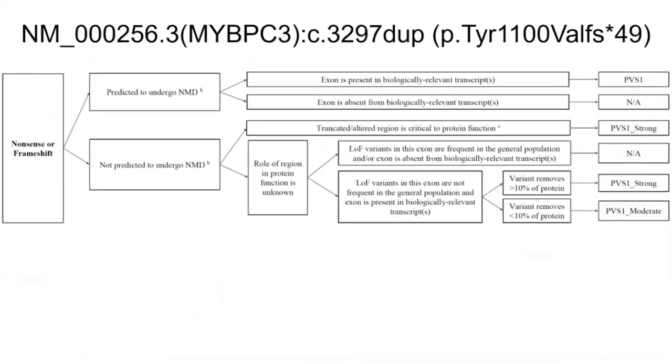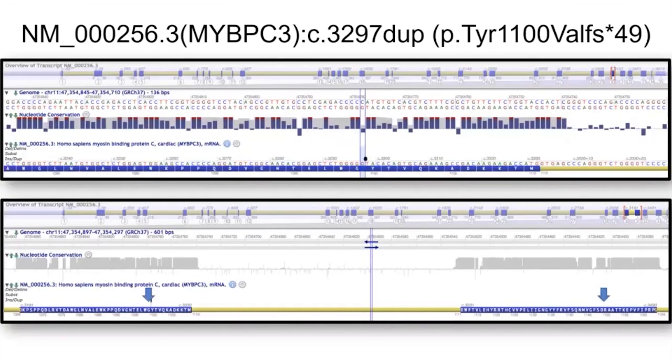So I have one example that we can work through. This is a frameshift variant in MYBPC3. And so the first question we have to address is whether or not this variant is predicted to undergo NMD, nonsense-mediated decay. So shown here is a screenshot from Allele looking at where in the gene this variant occurs.